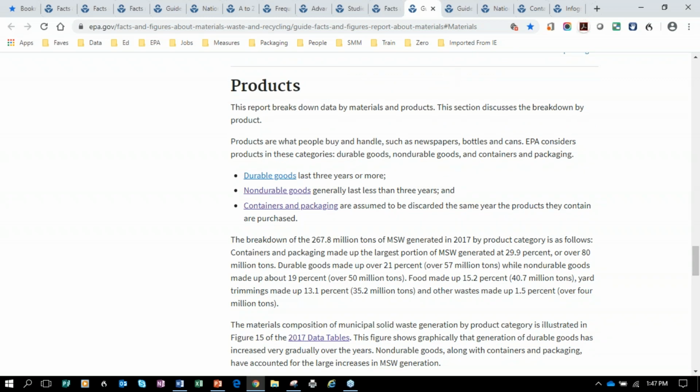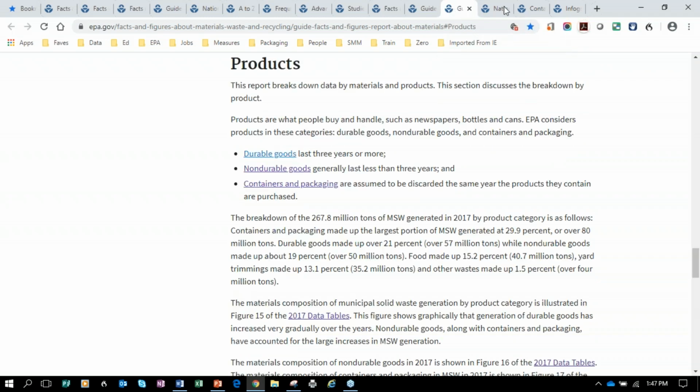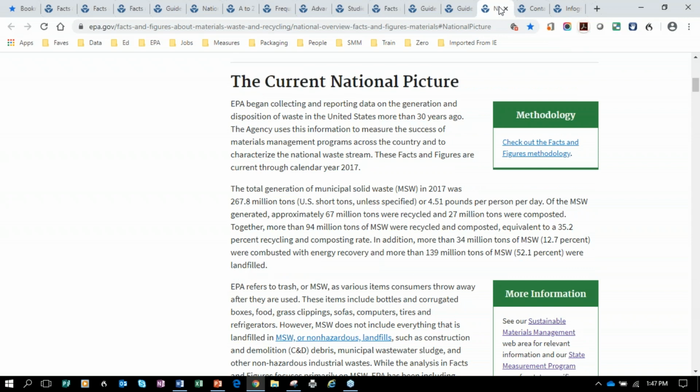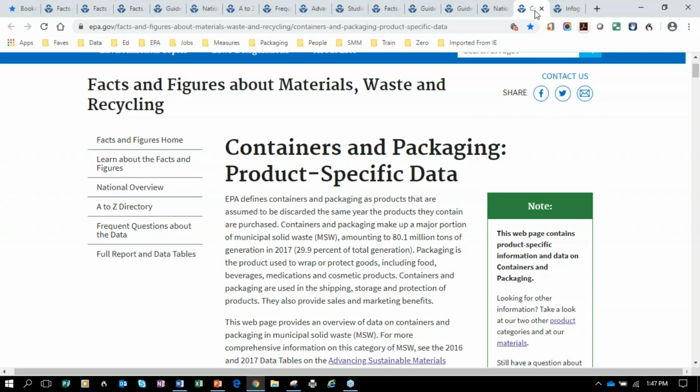And then we also have the products, of which there are durable products, which last 3 years or more, non-durable products, and the containers and packaging. And you can actually get a detailed explanation and context for the data in those data tables right here on the website. And then the national picture where you can see what's happening. And the most classic example, of course, is containers and packaging, because that's the biggest part of the data.